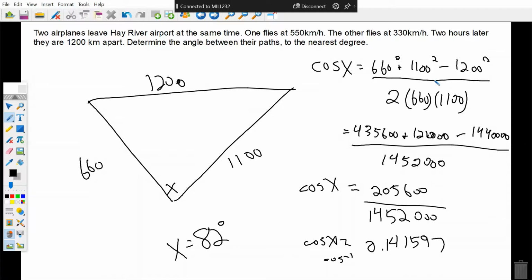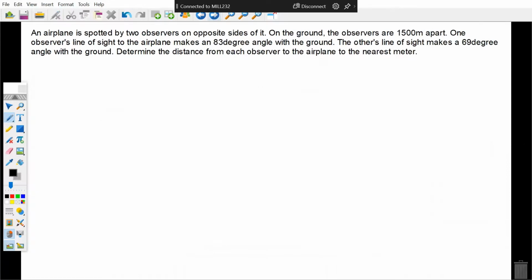Okay? One more question. An airplane is spotted by two observers on opposite sides of it. On the ground, the observers are 1,500 meters apart. One observer's line of sight makes an 83-degree angle with the ground. The other observer's line of sight makes a 69-degree angle with the ground. Determine the distance from each observer to the airplane to the nearest meter.